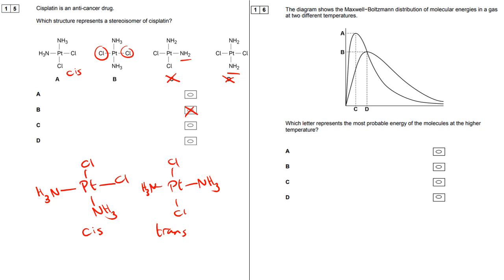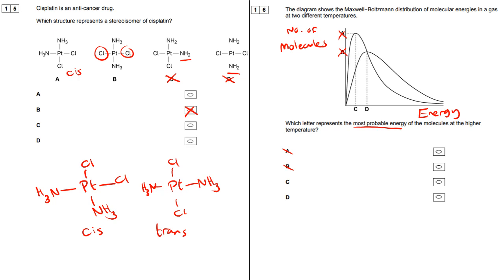Question 16, we've got something different. We're looking at the Maxwell-Boltzmann distribution. We've got 4 letters. Which letter represents the most probable energy? Because we've got letters on the x-axis, we've got 2 letters on the y-axis, it will help to label those axes. In a Maxwell-Boltzmann distribution, you have energy on the x-axis and number of molecules on the y-axis. So most probable energy, it's not going to be on the y-axis because you're looking at number of molecules. So that rules out A and B.